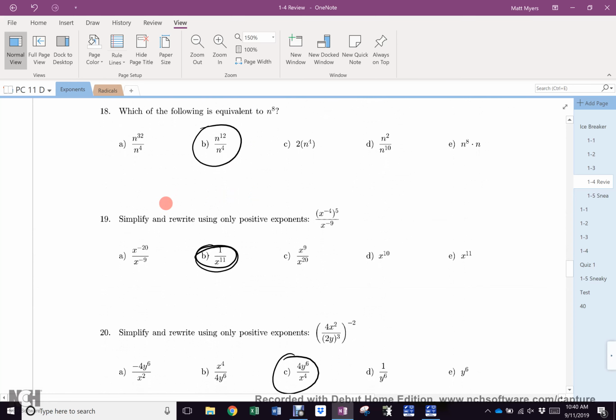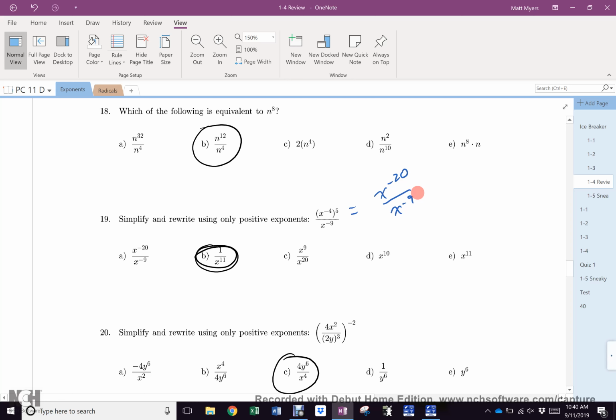18 through 20. I am waiting, Ashton. I'm waiting when you got it right. I got mine. Okay. Do you need to see why? Yeah. Okay. So this becomes x to the negative 20 over x to the negative 9, correct?